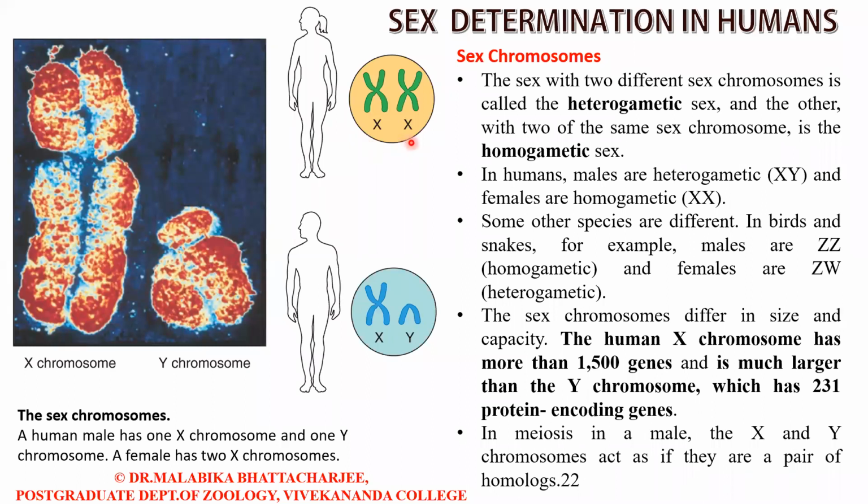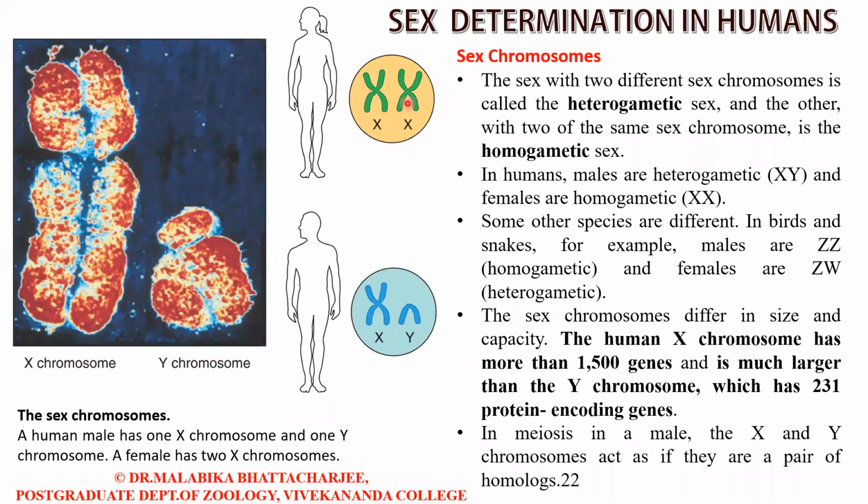If we take some other species such as birds and snakes, in birds it has been seen that the males are homogametic and they are ZZ, and the females are heterogametic, they are ZW.